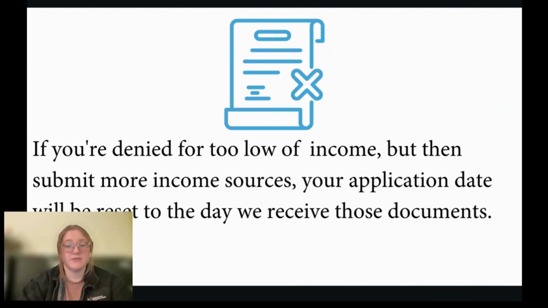And again, if you're denied for too low of income, but then submit more income sources, your application date will be reset to the day that we receive all of those documents. We need to know what's going on with your income. If you come back and you get denied and you come back to us and you say, hey, I have a second job, would this put me at that 80% AMI? Would that get me over this benchmark? We see that as a little bit dishonest. We need all of that information up front.